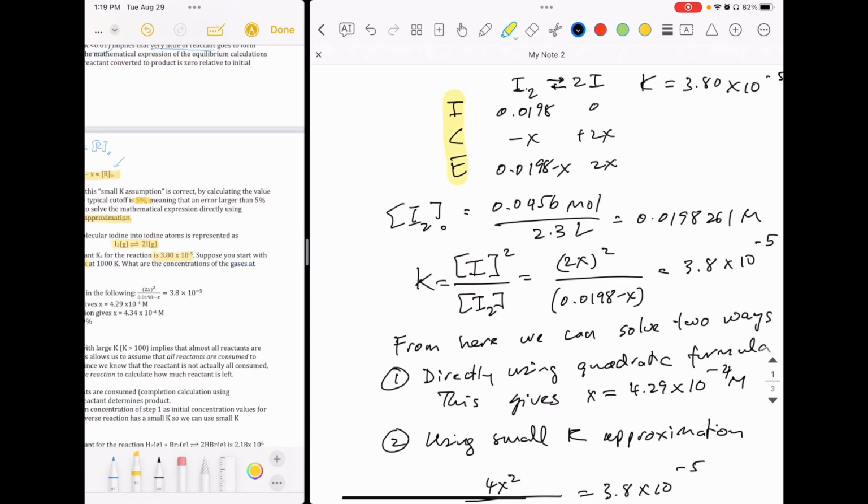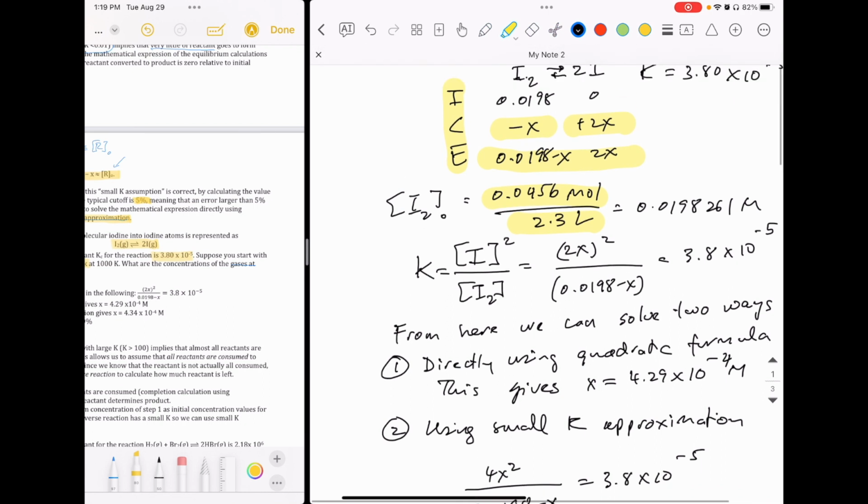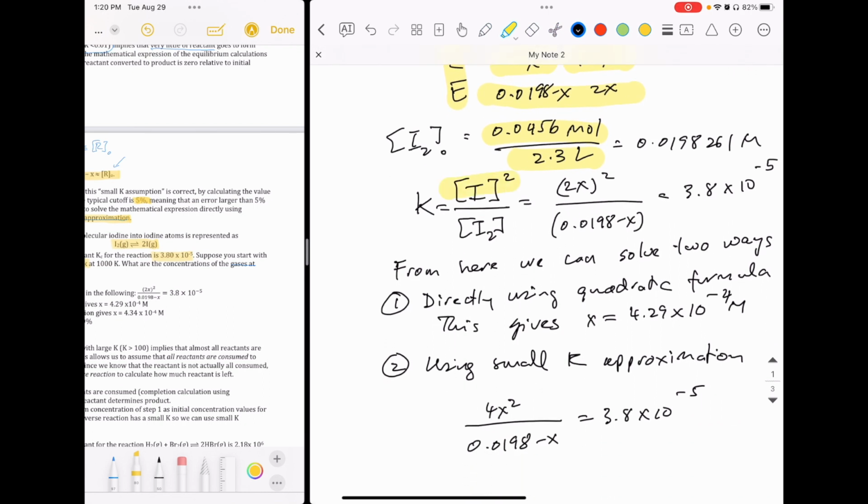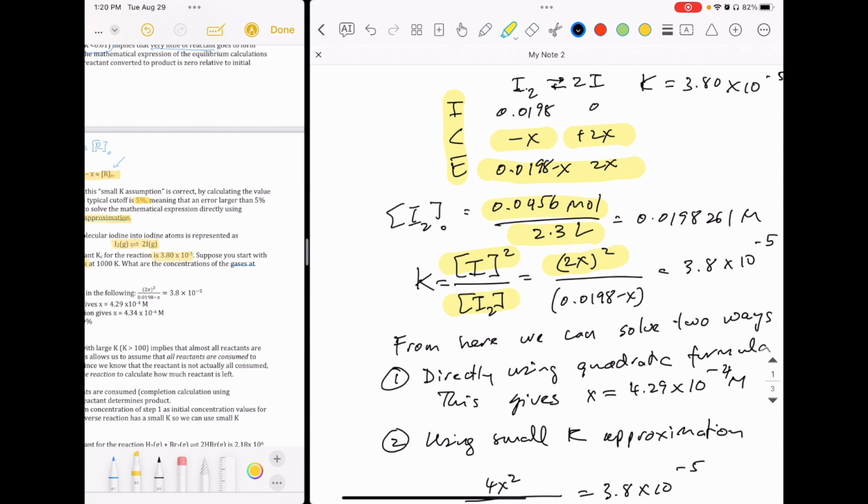Now I plug in that number 0.0198 because I've gone ahead and calculated the concentration of the I2, which is just the number of moles divided by the volume. I know initially there's no I atom because they didn't give us that information, so we assume that's 0. That means our change is going to be minus x and plus 2x, so our equilibrium concentration expression should be that. Now we let that equal our K expression, which is I squared over I2 concentration. The I itself is 2x, so 2x squared, and then the I2 is just 0.0198 minus x, and that should all equal the K value.